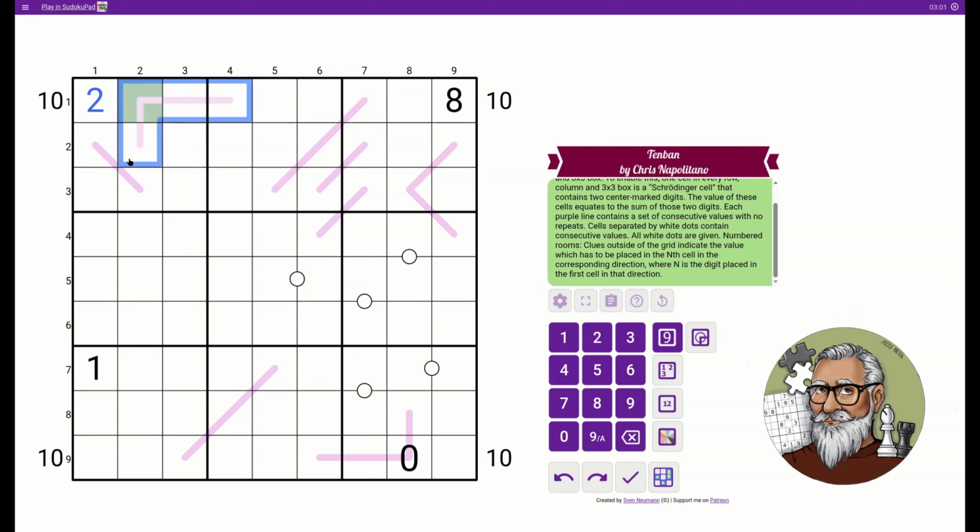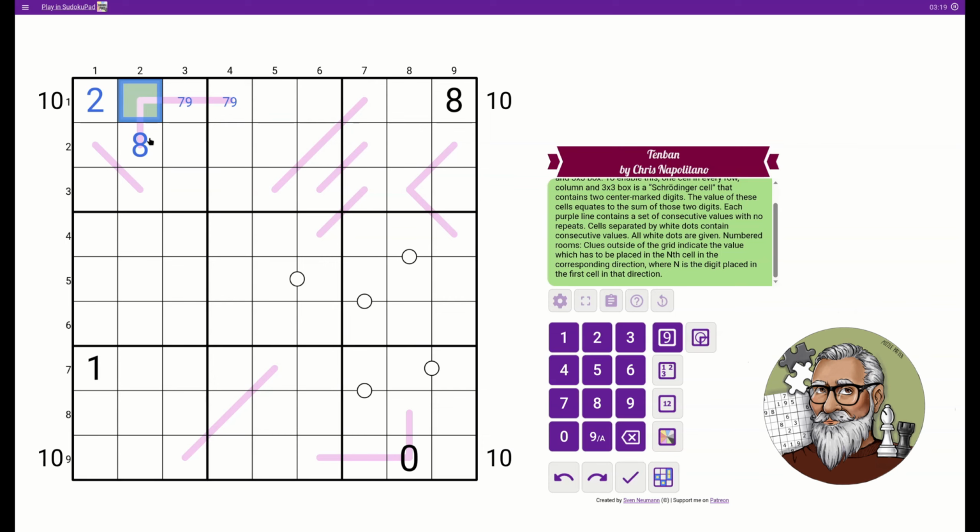This line. Since it's consecutive, and we already know that we have 10, can't have 11. So it has to be 10, 9, 8, 7, right? So this is 8, and that's 7, 9. Okay, so now I know that this one is 6, 4, right?